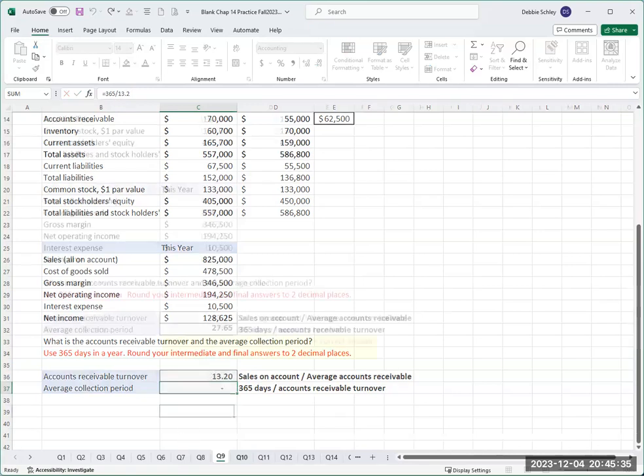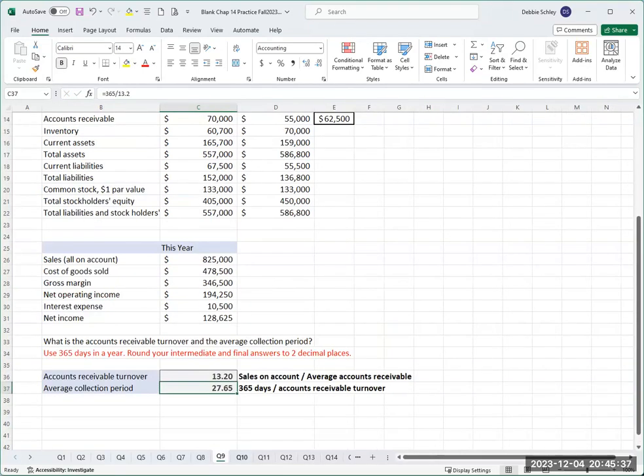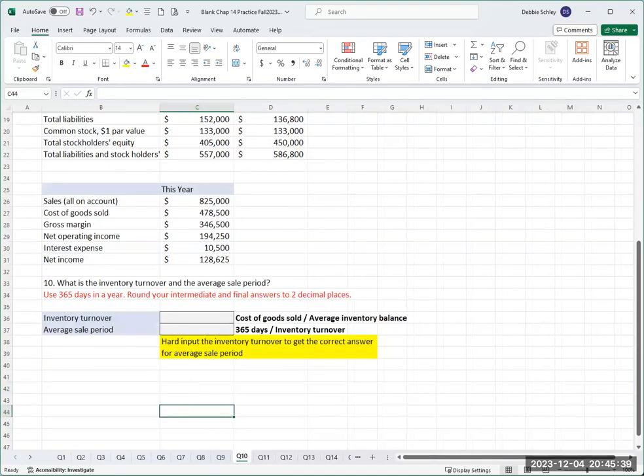Okay, question 10. Whoops, let's make sure that, yeah, it did. Okay, so question 10, I found out because I typed it in wrong. You do need to hard input the inventory turnover when you do the average sales period, or you come up with the wrong answer just by a few cents. But because it's graded by a computer, it's just enough that it's wrong. So it is what it is.